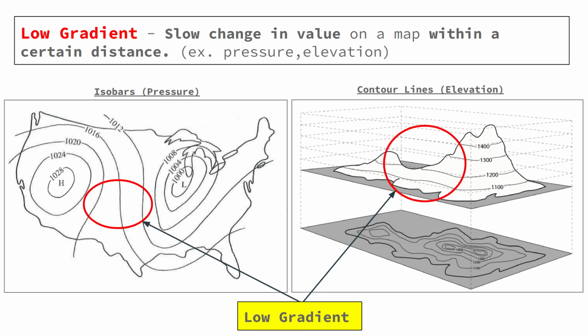In contrast, this area on my pressure map is low gradient, meaning there's a slow change in the value on the map within a certain distance. Notice that my pressure is going from 1020 to 1016 to 1012 very slowly within this distance. Compared to here, where we had higher gradient, my pressure was changing much faster within that certain distance. Same thing with my elevation or contour lines. I have low gradient here because my elevation is changing pretty slow over here compared to this area where I had high gradient. My elevation was changing much faster.